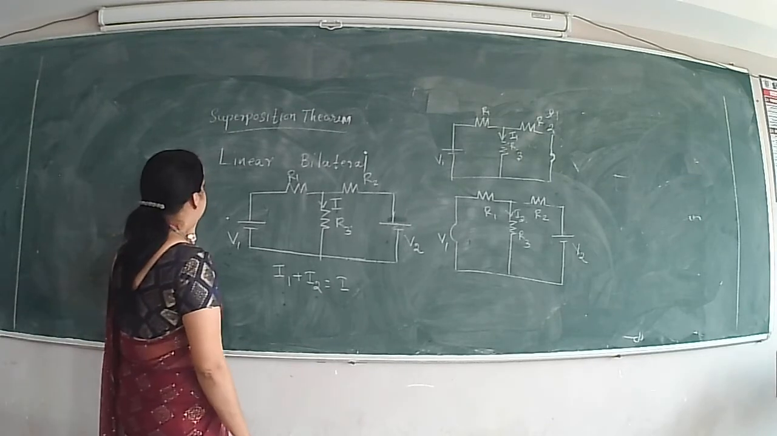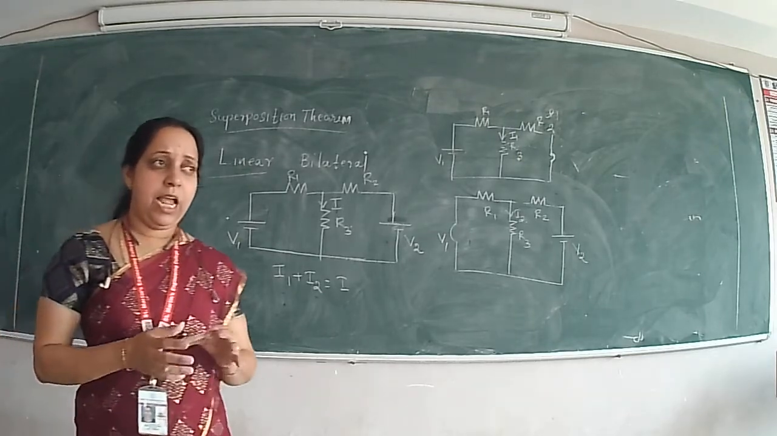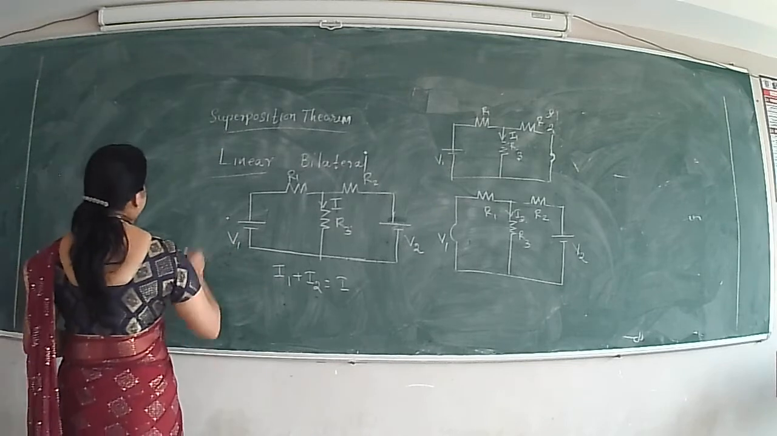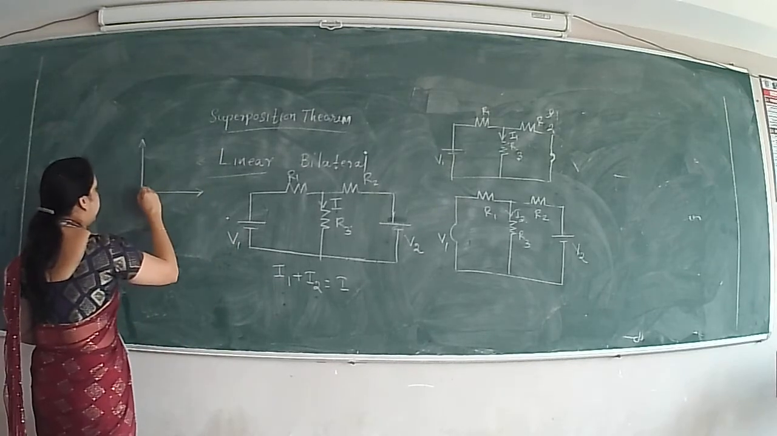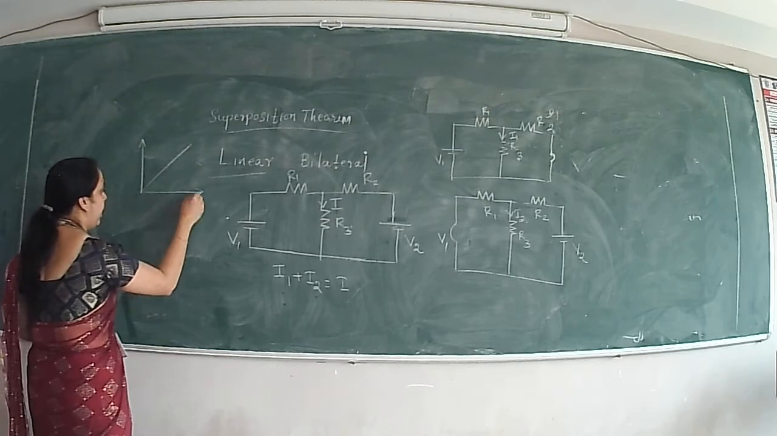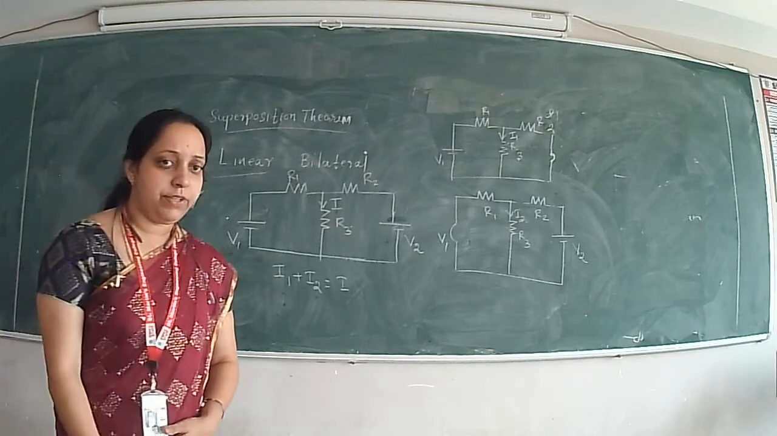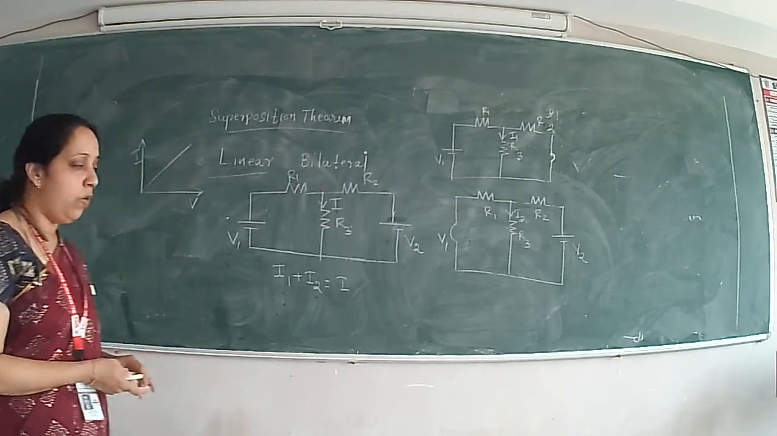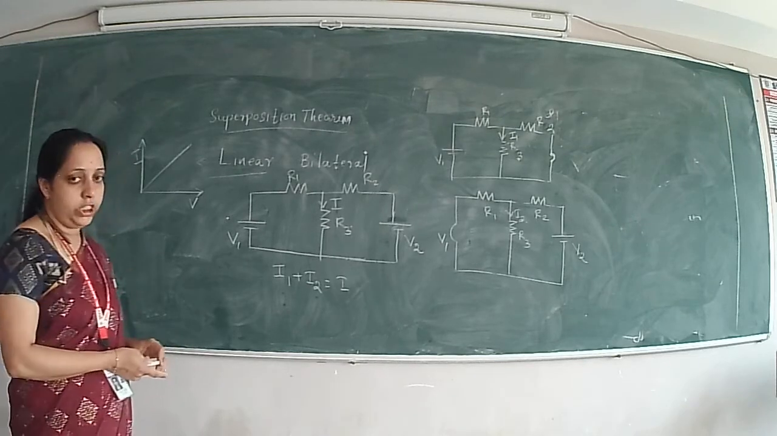That means, first of all, what is meant by a linear element? Linear elements are nothing but the elements which obey Ohm's law. That means the VI characteristics of the linear element is a straight line passing through the origin.